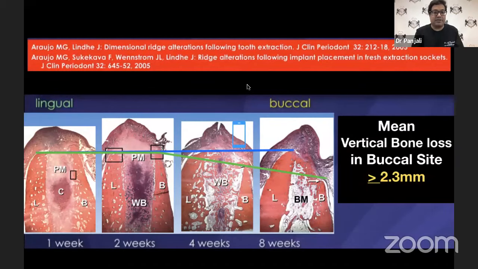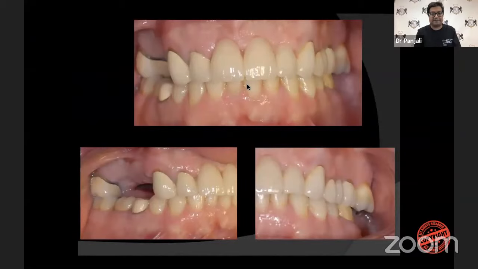And this happens. This is an article published by Araujo and Lindhe, and they measured this. They said by about 4 weeks of time, there is a steep decline in the facial bone height, and on average, this goes down by about 2.3 millimeters. So keep that in mind.